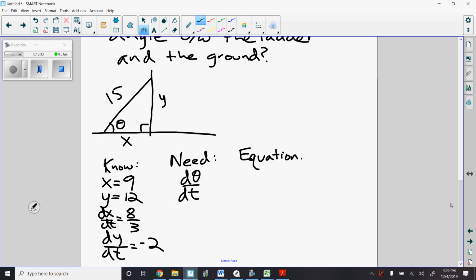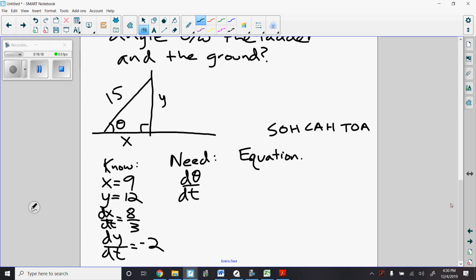Now we have to channel our inner 9th or 10th grade selves when we worked with triangle trigonometry, because I want to write an equation that involves theta and x or y or both of them. If we remember SOHCAHTOA, it gives me 3 possible equations that I could write. I could do sine equals opposite over hypotenuse. I could do cosine equals adjacent over hypotenuse. Or I could do tangent equals opposite over adjacent. Now, you could pick any of the 3 and all 3 will work.